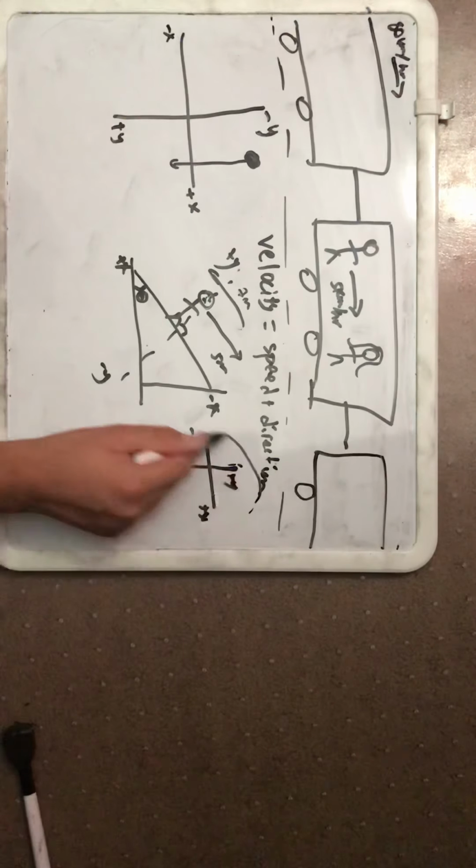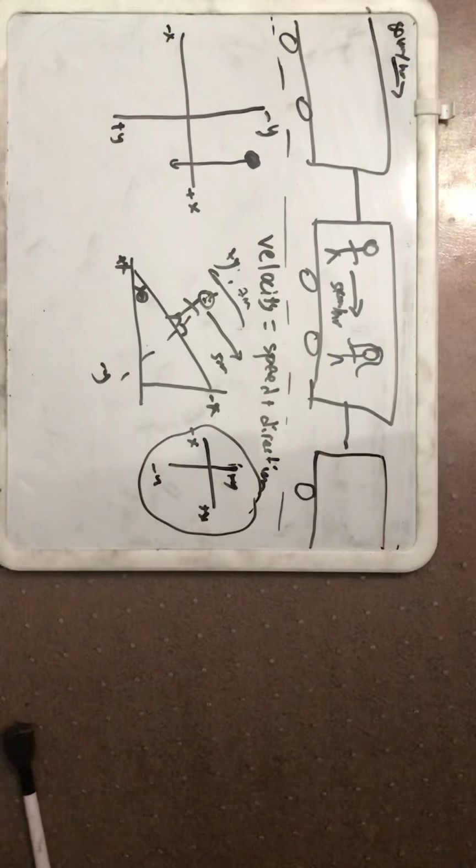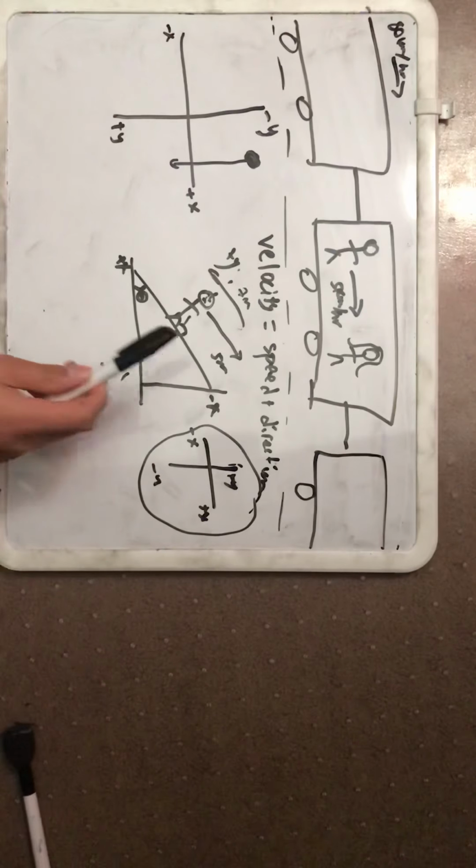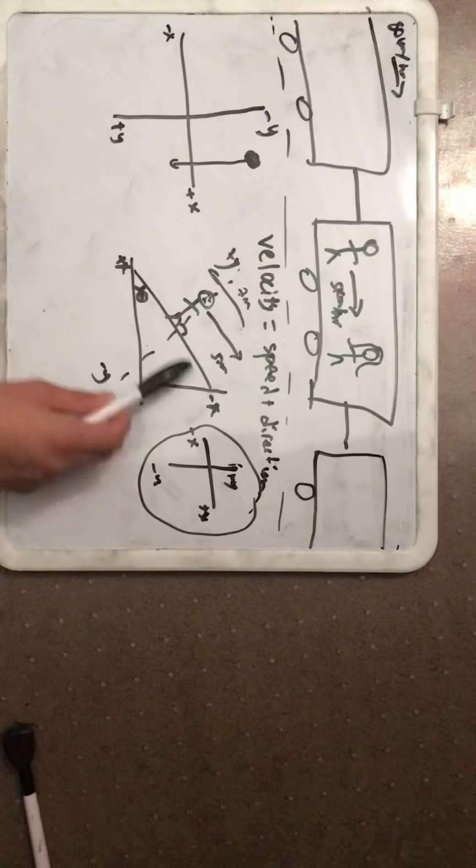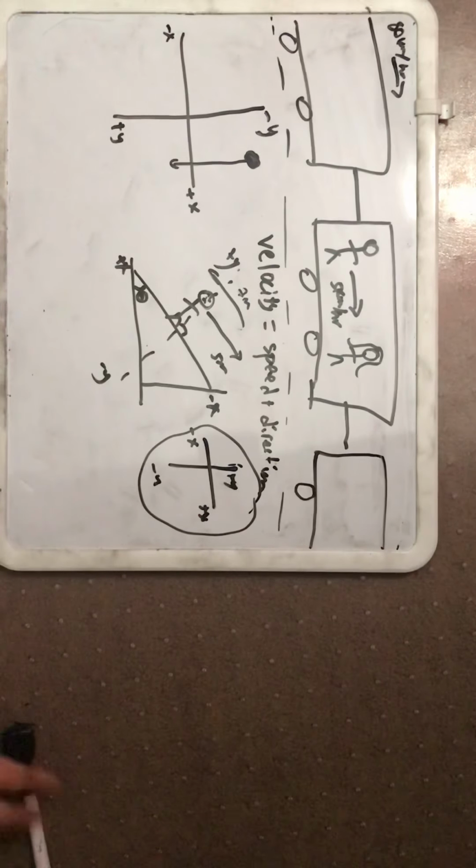Because this is what's taken for granted. This is what's taken as the set of axes whenever you submit an answer. It's just that for the sake of problem solving, you may want to use a different set of axes or different coordinates.